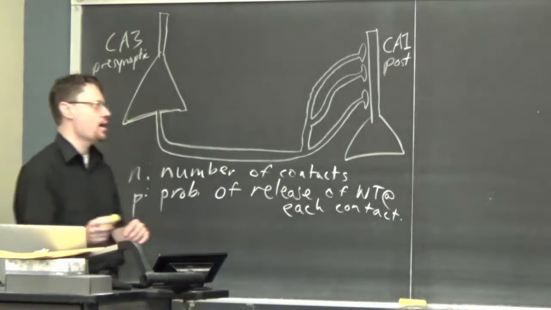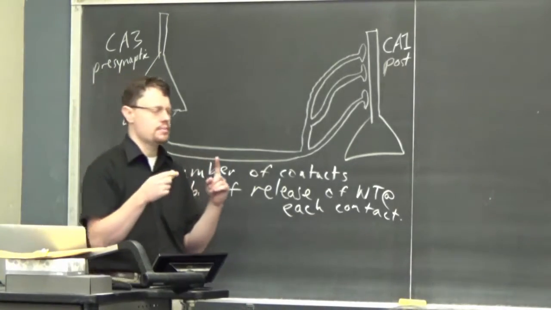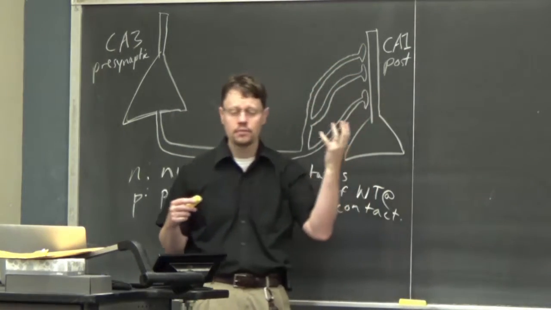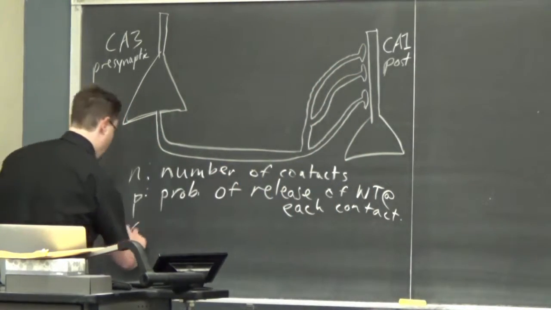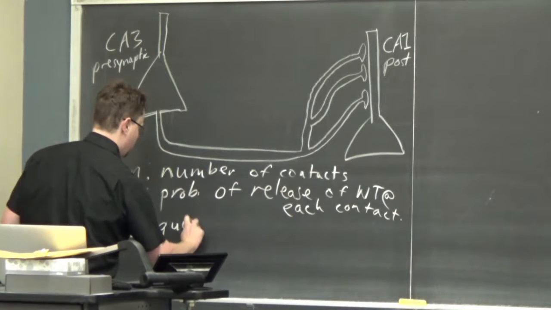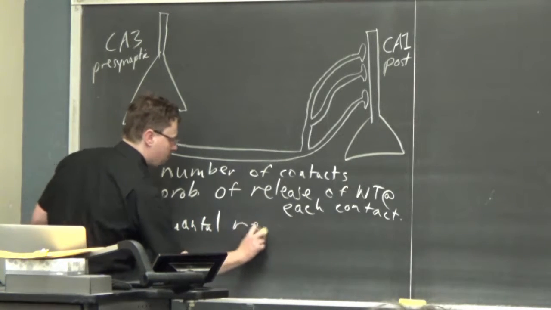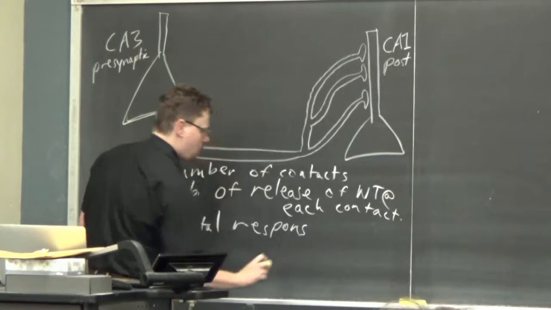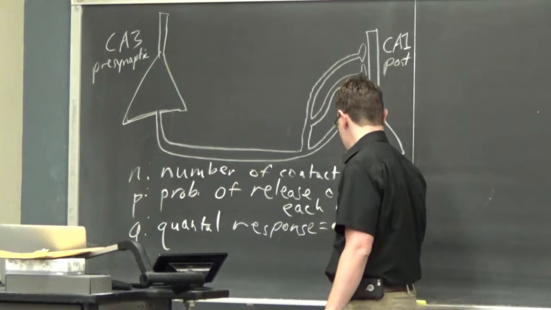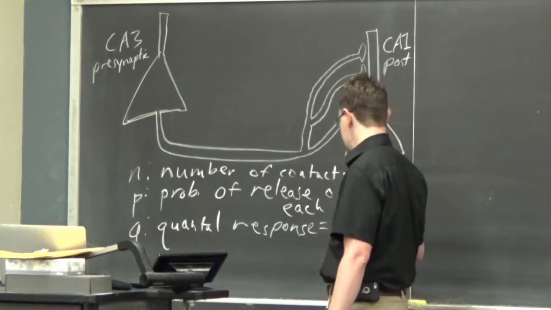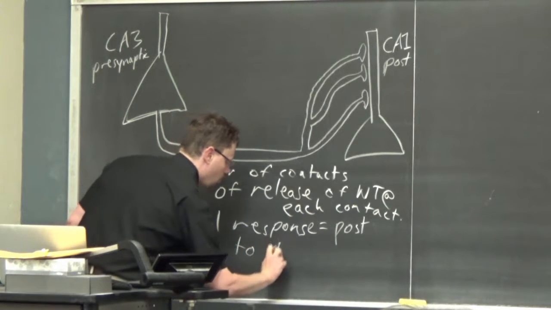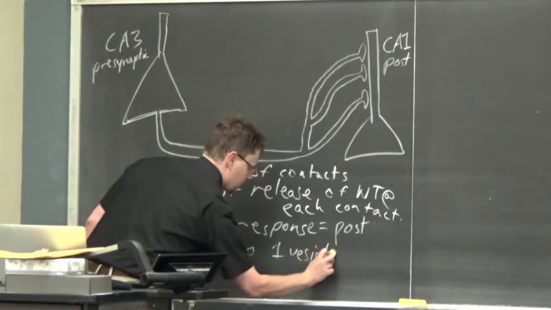And for this class, for at least today, we're going to be assuming that the probability of release at contact A, contact B, and contact C is all the same. And another variable that we call Q, which is named for the quantal response, and that means the postsynaptic response to one vesicle being released.